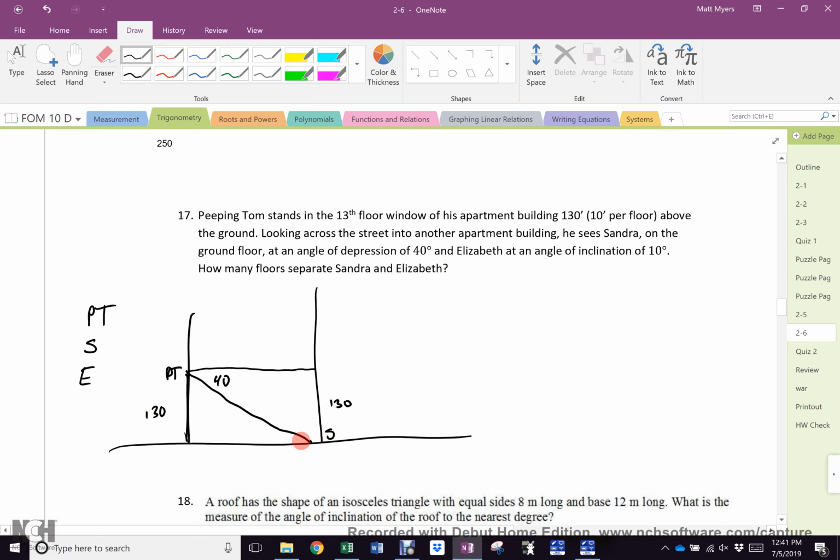Now, Sandra is not doing anything interesting. So Tom brings his eyes back up here, and what does he notice? He notices Elizabeth at an angle of inclination. Is Elizabeth higher or lower than Tom? Higher. So Elizabeth's up here. And that is how big? 10. I want to know how far Sandra is to Elizabeth. You already know half of that answer, so you got to find the rest of it.